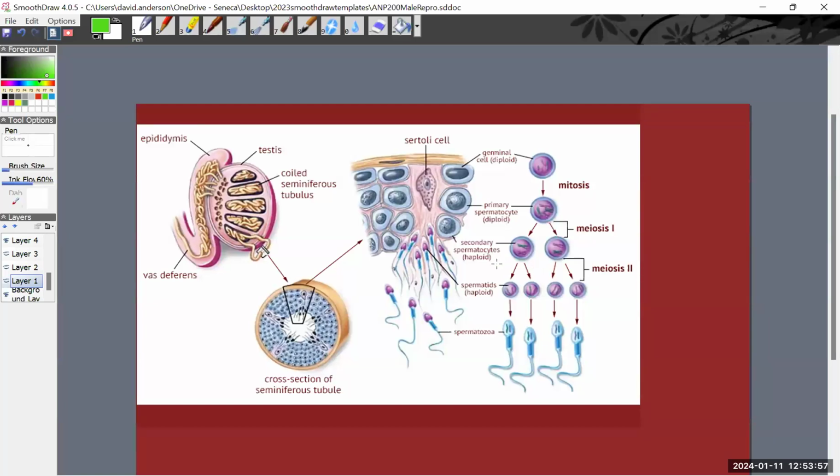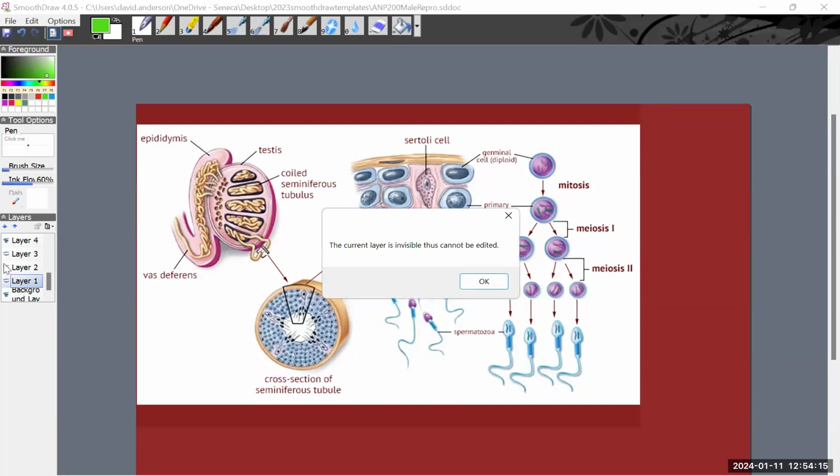Just another diagram of the same thing, a little bit larger, maybe a little bit easier to see. So we can see our Sertoli cell in this diagram. We see the steps of mitosis, meiosis 1, meiosis 2. This would be our spermiogenesis.